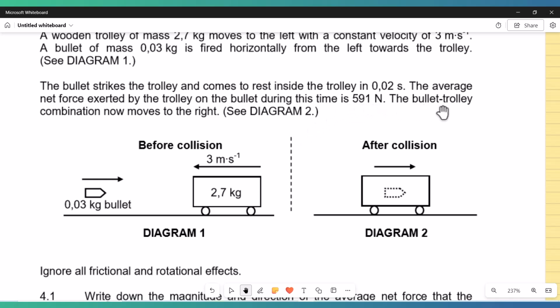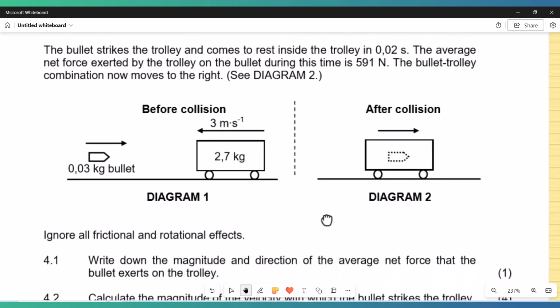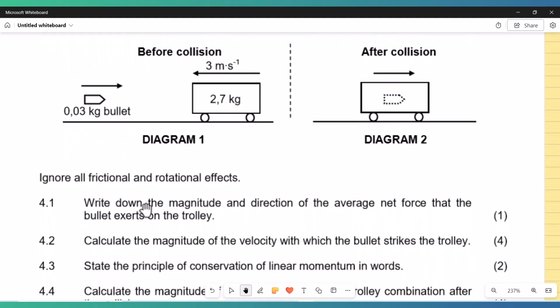We're going to say K, then they say the bullet-trolley combination now moves to the right. They say ignore friction and rotational effects. Okay, 9 times 10 to the power 9, 4.1. Write down the magnitude of Q2. Now the direction of Q2 is the same as the average net force that the bullet exerts on the trolley.